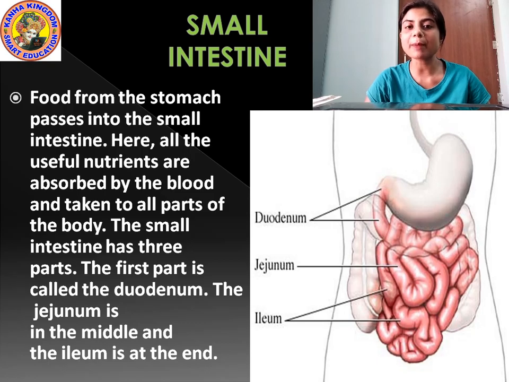J-E-J-U-N-U-M. Jejunum. And the ileum is at the end, where the small intestine ends. I-L-E-U-M. Ileum. So the small intestine has three parts: the duodenum on the upper side, the jejunum in the middle, and the ileum at the bottom, which is the end of the small intestine. Understood?